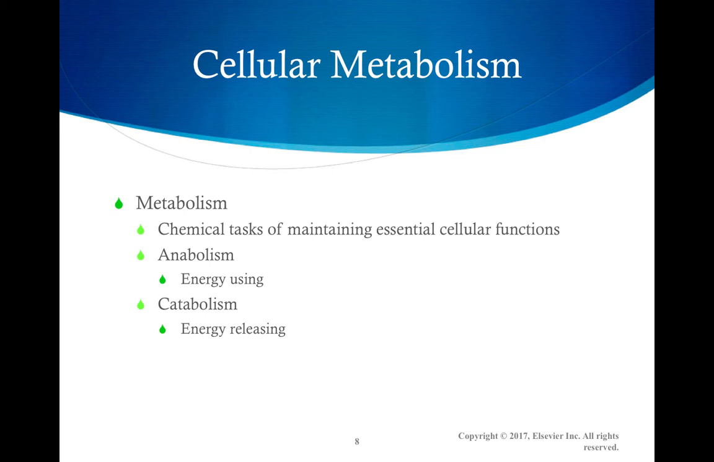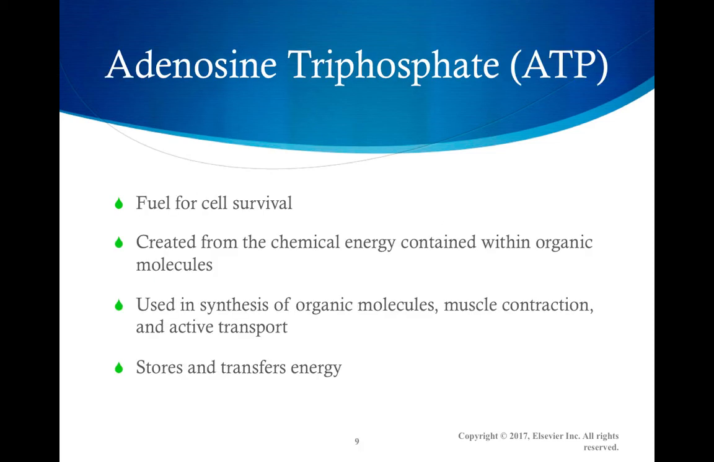Metabolism is the process of how a cell maintains its essential cellular functions. Just a vocabulary issue to remember. It's important to understand what the word anabolism means, meaning energy using, and catabolism, meaning energy releasing. ATP, or adenosine triphosphate, is the major component for energy production for cell survival.